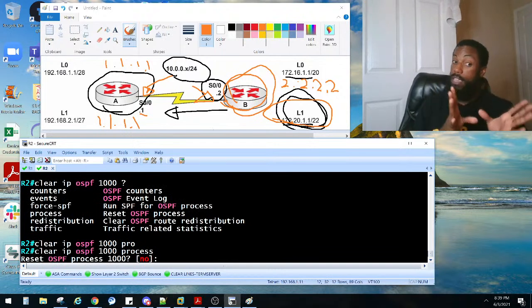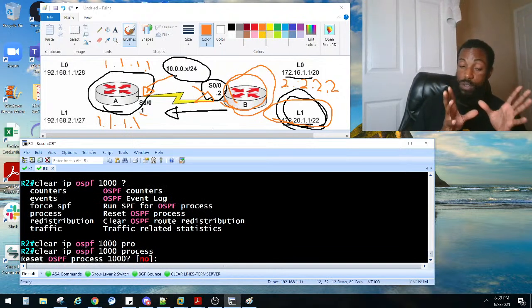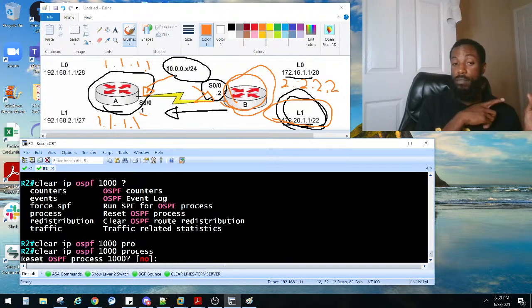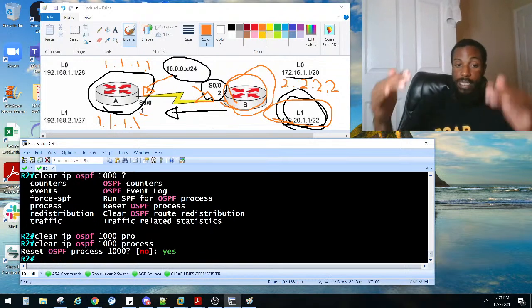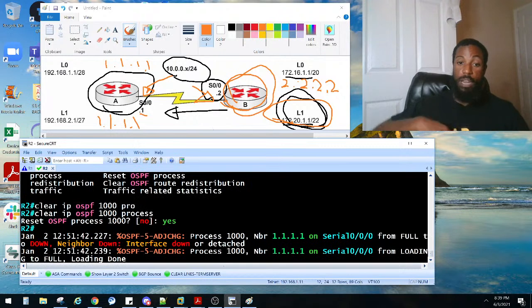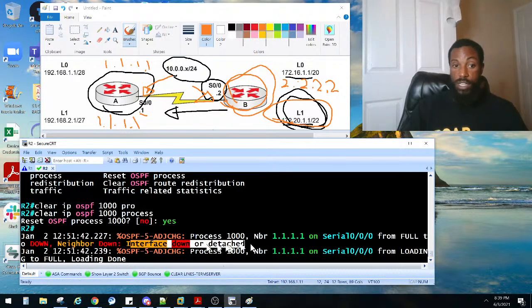Press enter, and it says, hey, you sure you want to reset this OSPF process? Because we have a neighbor right now, and he's learning routes from us. That's why they give us a little warning here. You can press enter and click no for default, or you actually type in yes. Boom. This is going to tear down the neighbor relationship and then bring it back up. As you can see right there, it says down, interface down or detached, and then it came right back up. So basically OSPF bounced.